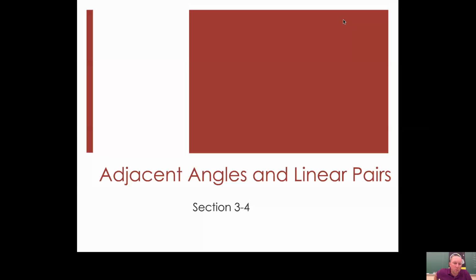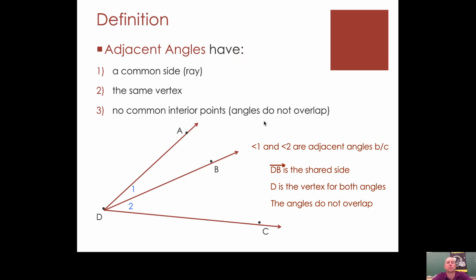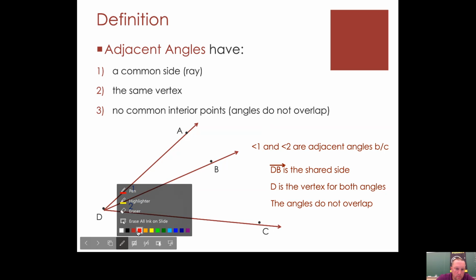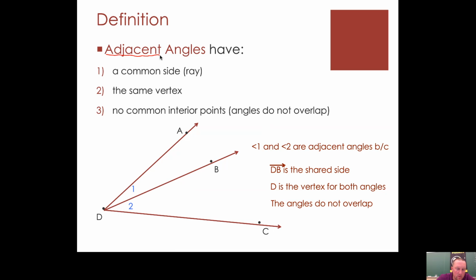This is section 3.4. It's on adjacent angles and linear pairs. So basically what we've been doing is we've been looking at angles, how to name them, how to classify them. What we're going to do now is look at pairs of angles. So the first pair we're going to look at are called adjacent angles. Now, in general, the word adjacent just means next to.